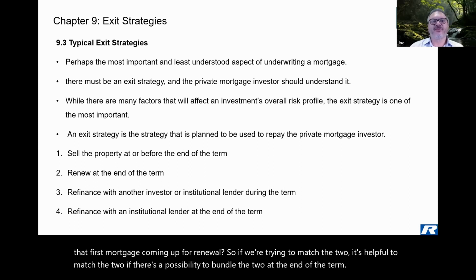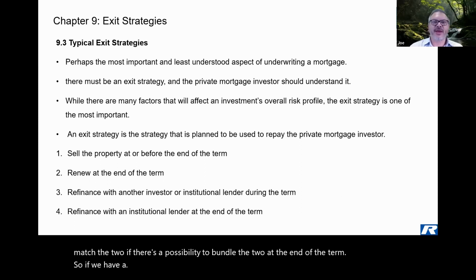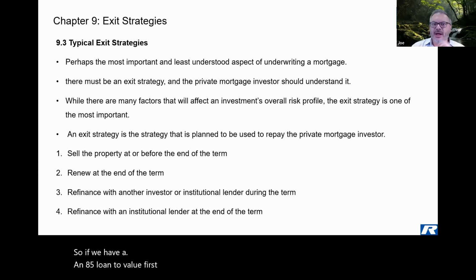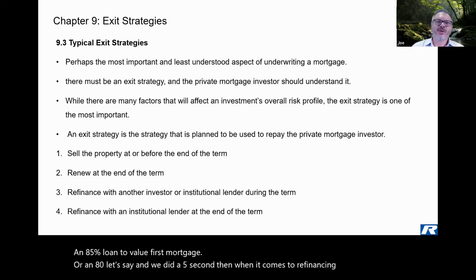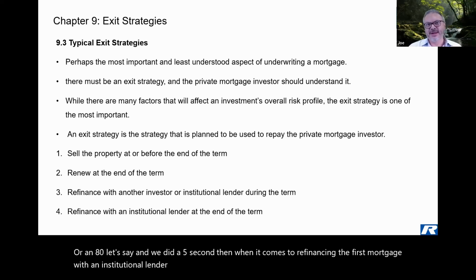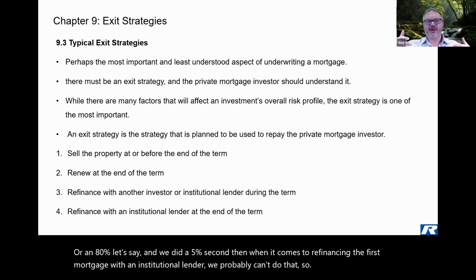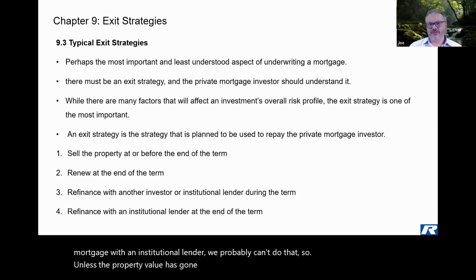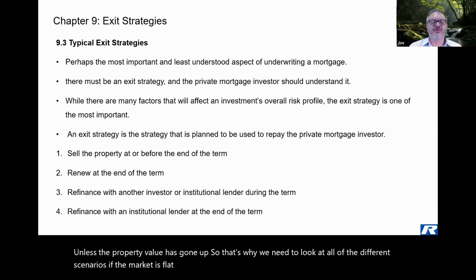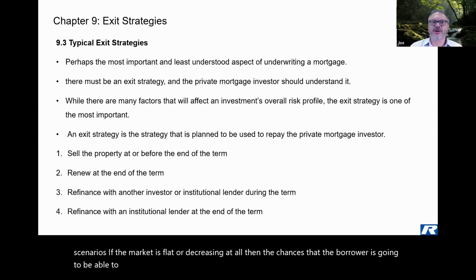So if we have an 85% loan to value first mortgage, or an 80%, let's say, and we did a 5% second, then when it comes to refinancing the first mortgage with an institutional lender, we probably can't do that, unless the property value has gone up. So that's why we need to look at all of the different scenarios. If the market is flat or decreasing at all, then the chances that the borrower is going to be able to combine the first and second mortgage over 80% is pretty much non-existent.